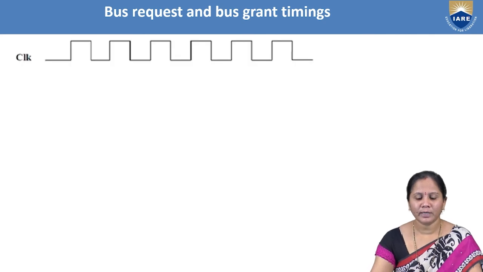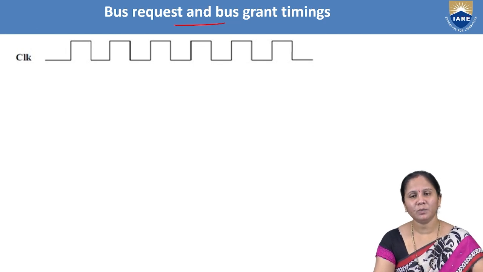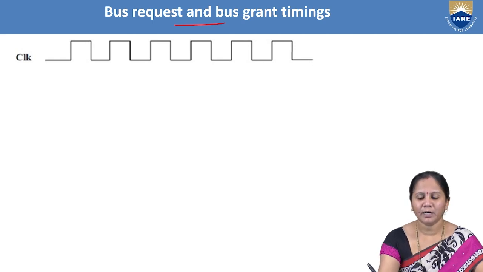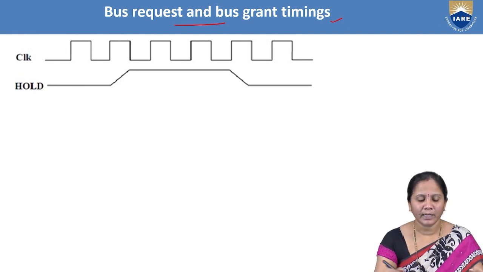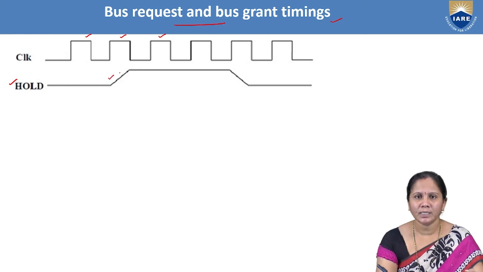Now, coming to the bus request and bus grant timing diagram. In this diagram, we have to consider the signals available in the 8086 microprocessor when it is operating in the minimum mode. Here, first the clock signal will be there, and next comes the hold signal. Generally, the microprocessor will check at the end of each clock cycle. This is one clock cycle, this is another clock cycle, this is the next one. At the end of each clock cycle, the microprocessor will check whether any hold signal is enabled or not.